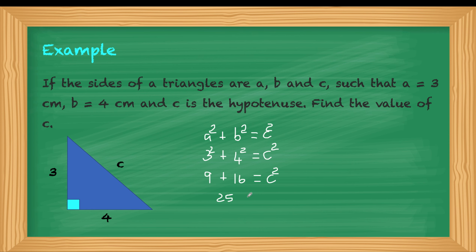And as we did before, we don't want c squared. At this point, we want c. So to get rid of the square, we're going to find the square root of both sides. And then the square root of 25 will be 5. So therefore, c is equal to 5. So we found the longest side, which is the hypotenuse, is equal to 5 centimeters. I hope you got that one correct.